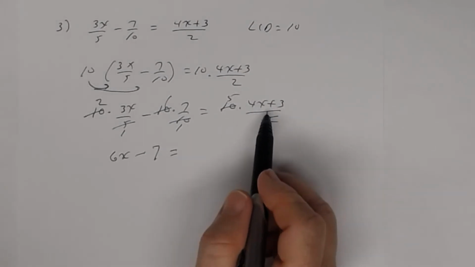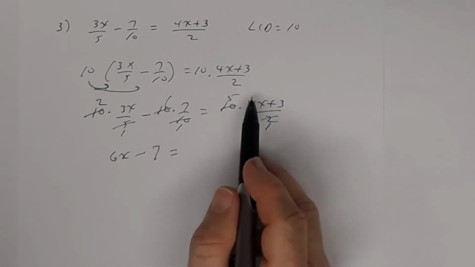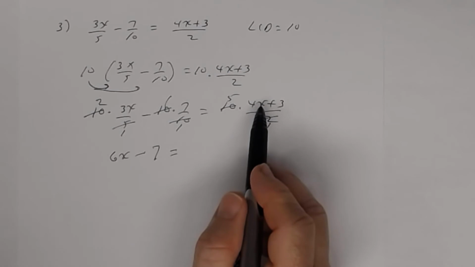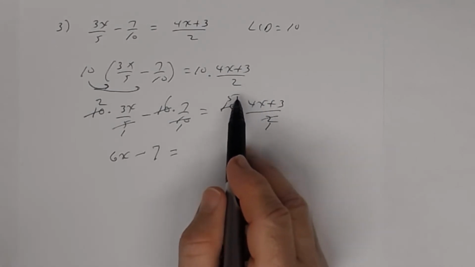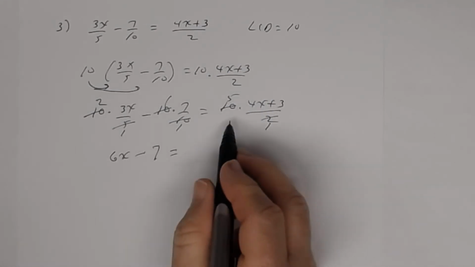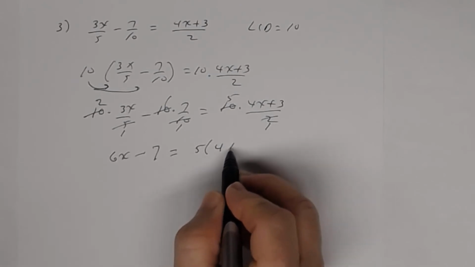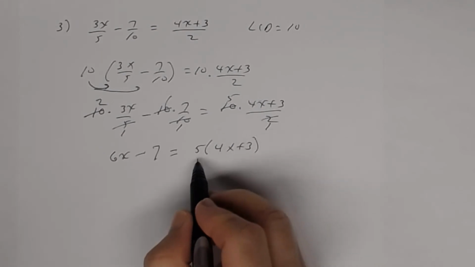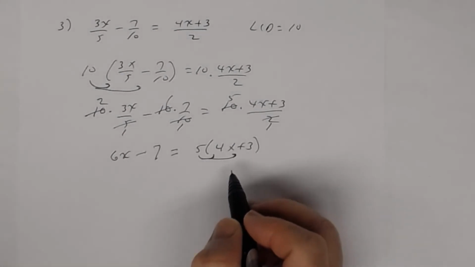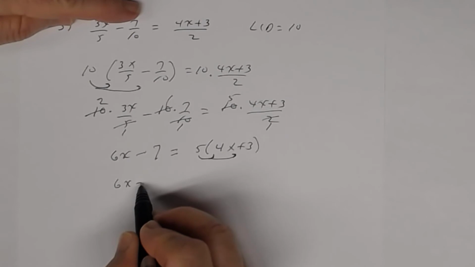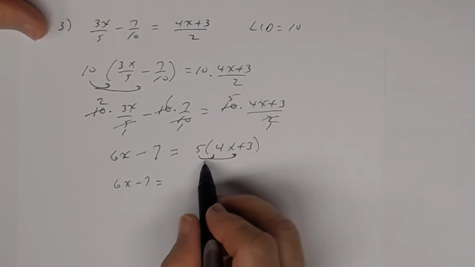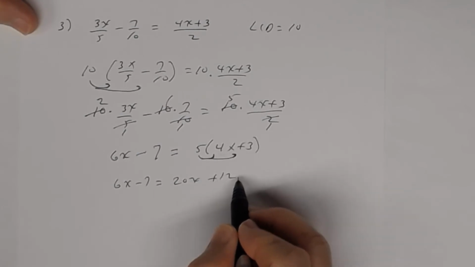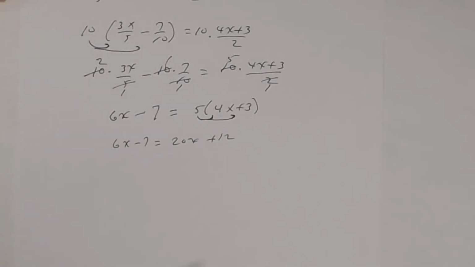All right, now remember our discussion. All of this right here in that numerator, so that divided by 1 is that 4x plus 3 that you see. All of that, though, has to be multiplied by 5. So mathematically, I've got to rewrite this as 5 times 4x plus 3. So that's what this right here means. And now I'm going to distribute to get rid of the parentheses. And so I get 6x minus 7 equals, and that's going to be 5 times 4x is 20x, and then 5 times 3 is 15. And so I have this linear equation.